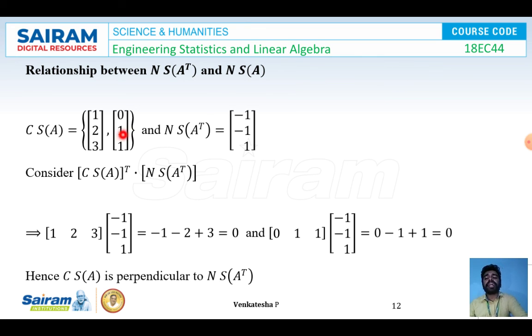Taking the second vector of the column space of A with the null space of A transpose, I got 0, 1, 1 into minus 1, minus 1, 1. After multiplying these, I got 0, minus 1 plus 1, which is equal to 0. Hence both are 0. Hence we can say that the column space of A is perpendicular to the null space of A transpose.